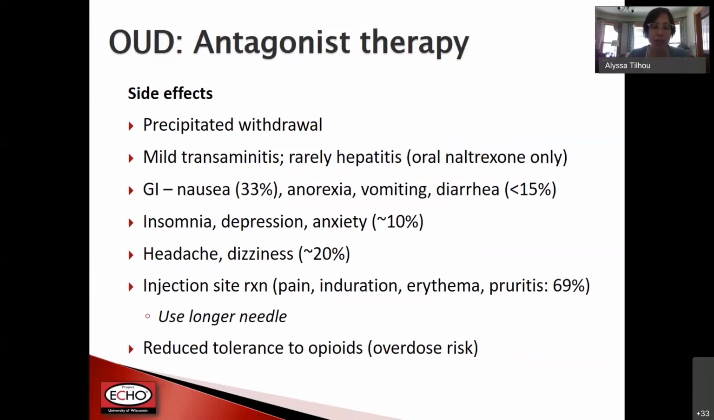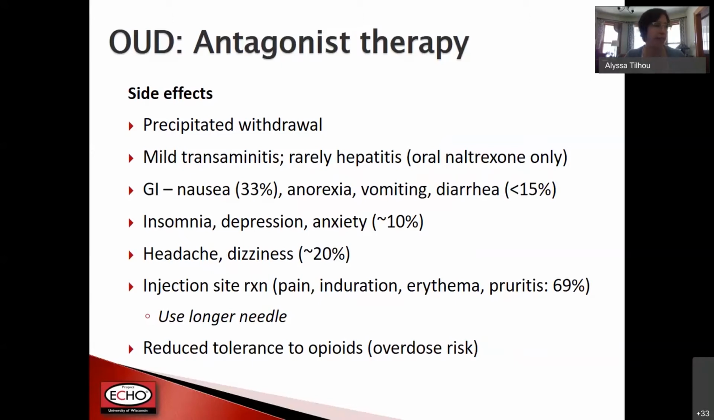And that's because even though the packaging insert on Vivitrol references hepatitis and liver dysfunction, and some of the early trials suggested that was possible as well, more recently, the evidence seems to suggest that that really is limited to the oral version of the medication. And we'll talk a little bit more about that later.